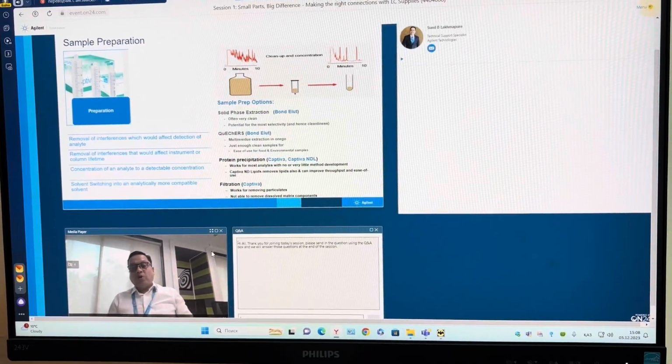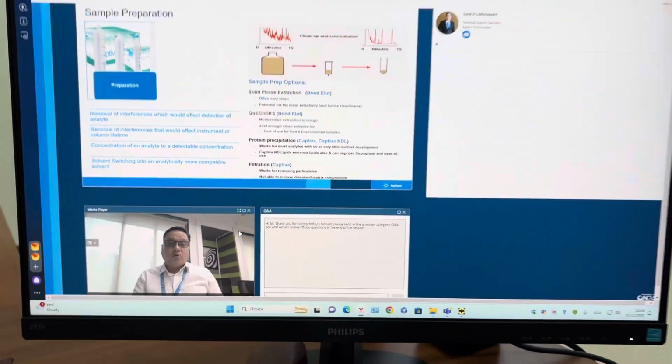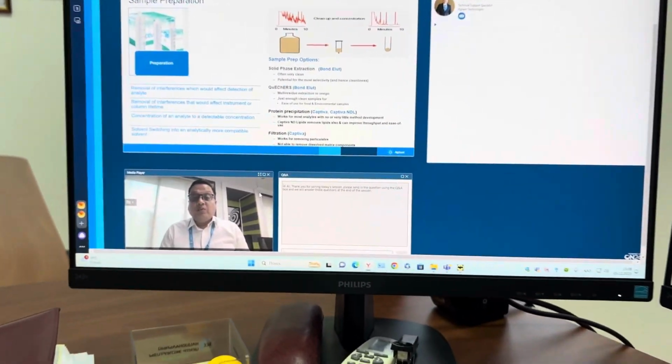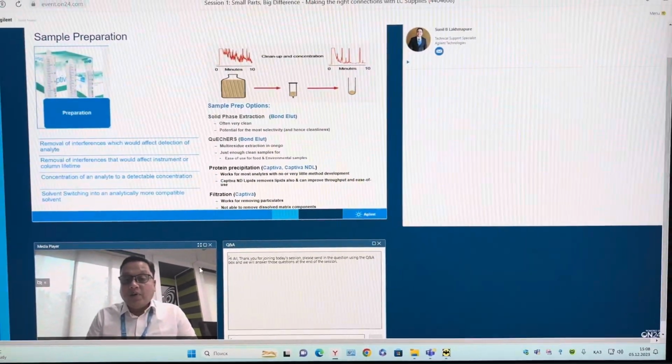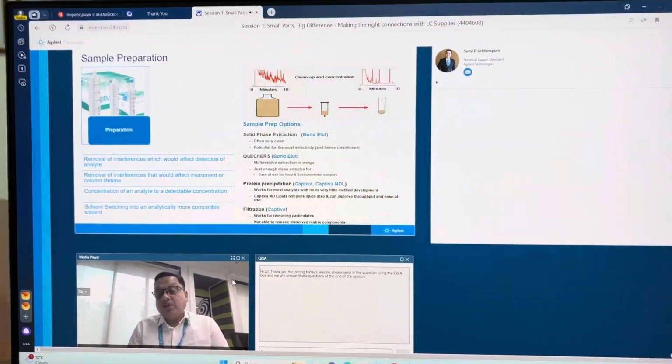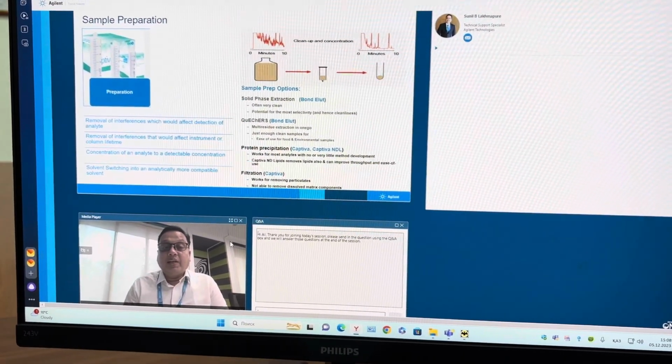So if you talk broadly, as we have a big portfolio, I will discuss in brief what we have. We have the solid phase extraction sample preparation like the Bond Elut, and we have the quenchers, and then we have the protein precipitation and the filtration. So we have a complete list of different part numbers and different categories in that.